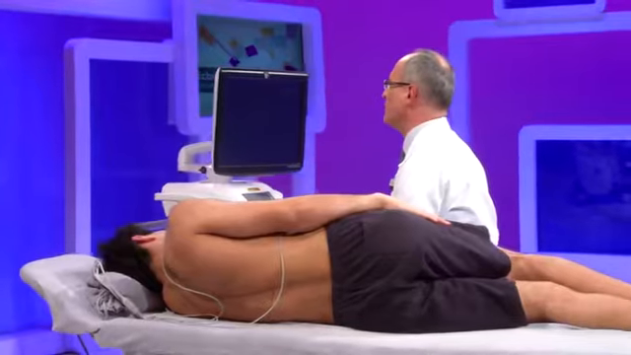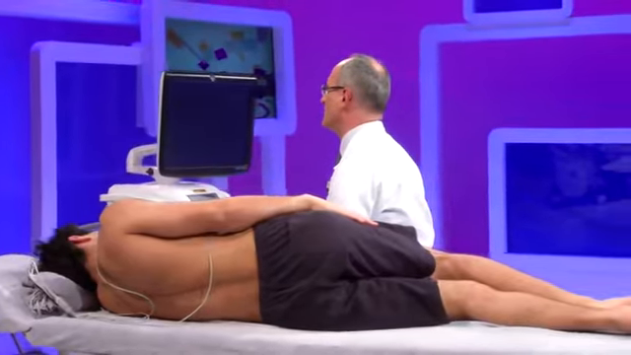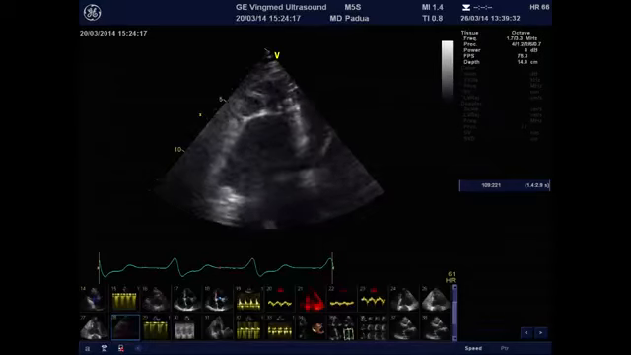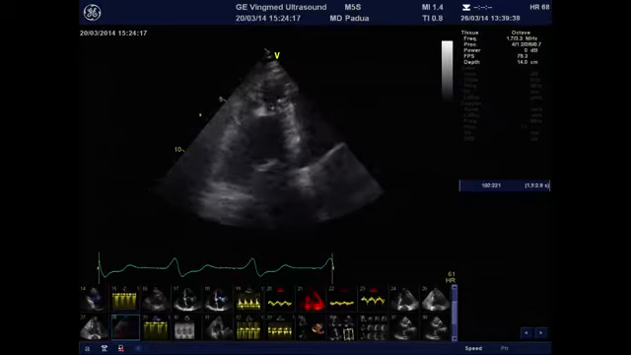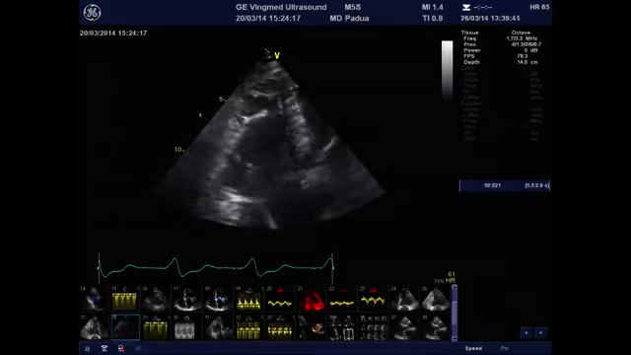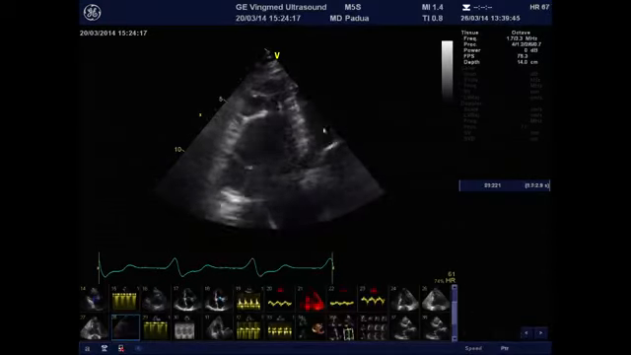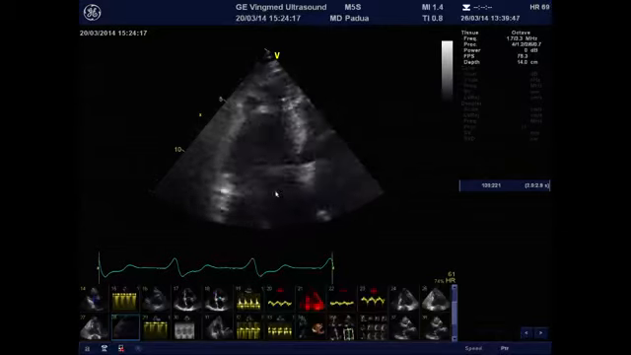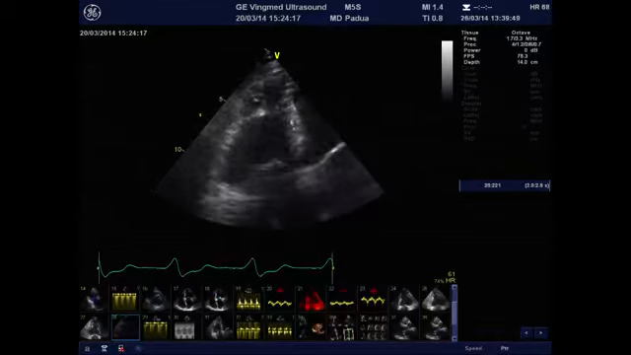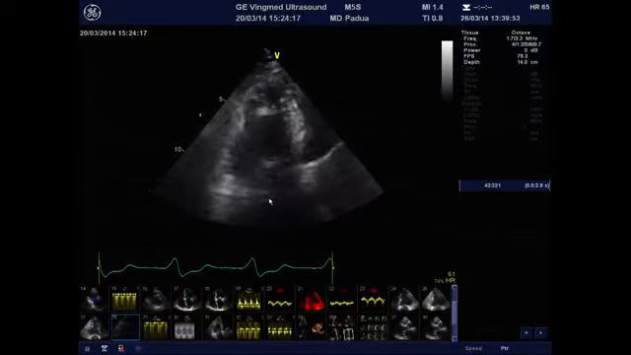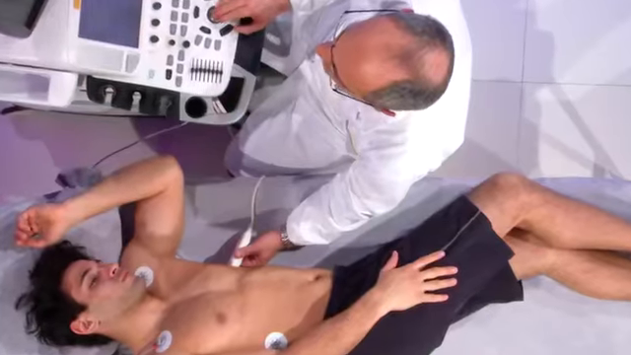Then you tilt your probe a little bit to look at the right heart. Here is a dedicated, focused view for the right ventricle, so I don't care so much anymore about the left ventricle, just concentrating on the right one to look at the size and at the motion. And here I realize that there is some dysfunction of the right heart.